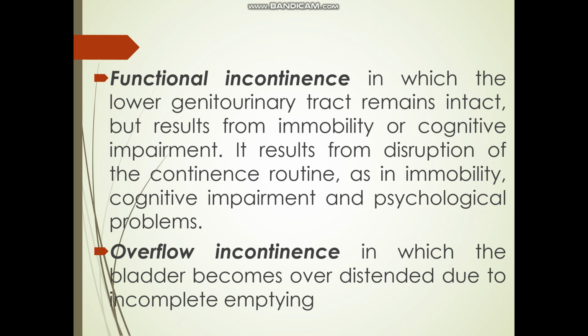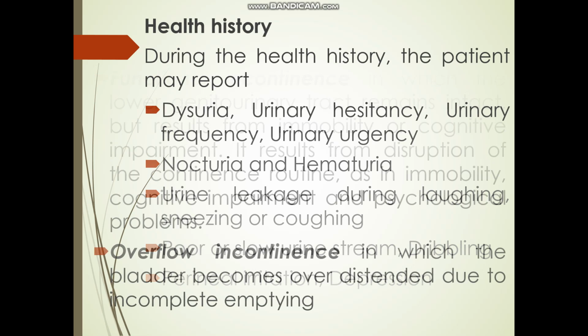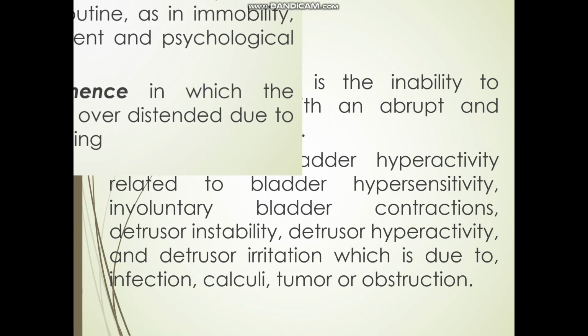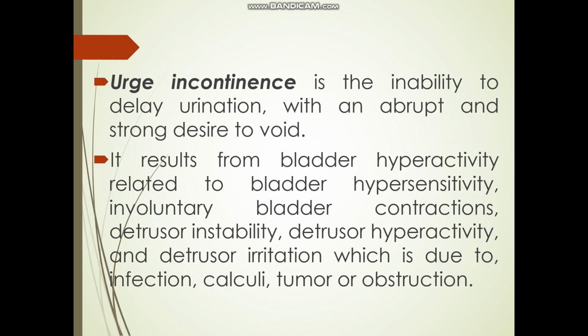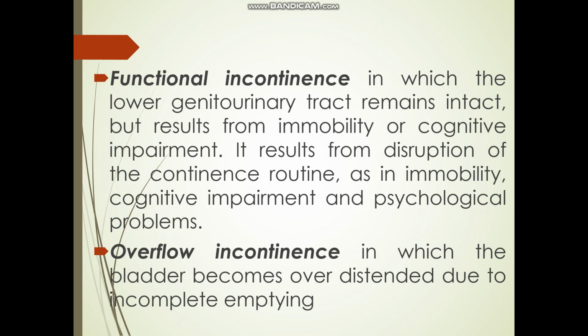Coming to the final one, overflow incontinence. This may be due to a distended bladder that occurs in case of incomplete emptying. Incomplete emptying may occur in cases like psychological problems as well as neurological problems. So these are the 4 types of incontinence: stress incontinence, urge incontinence, functional incontinence, as well as overflow incontinence.